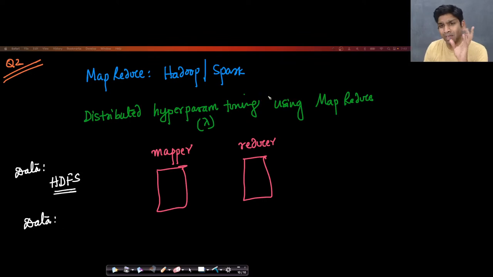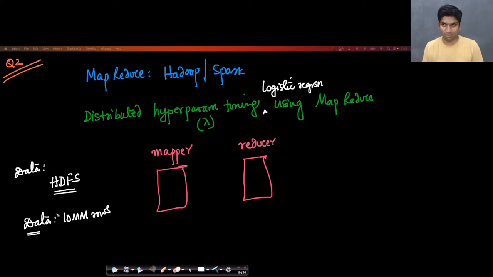Let's also write more details. Suppose I'm trying to use it for simple logistic regression, nothing very fancy. My data is about, let's say, 10 million rows, not too large. My model is also simple. The core of my question lies in how you do distributed hyperparameter tuning.